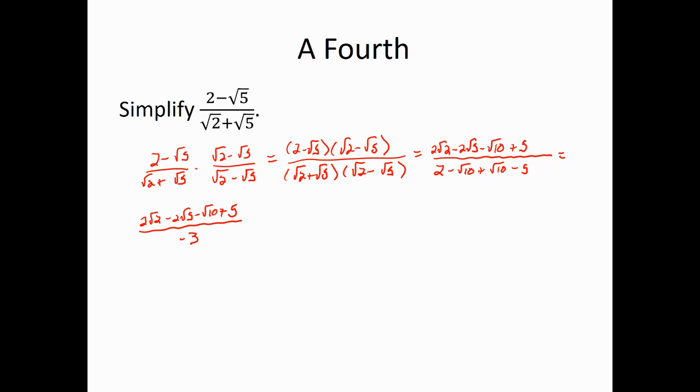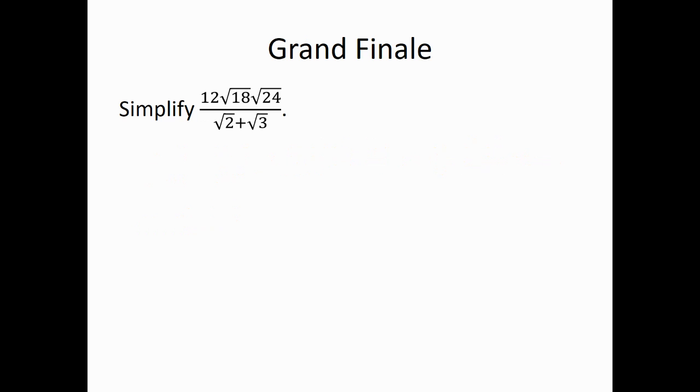And if you look at the top, it might occur to you that you can do something with that, but honestly, you cannot. Root 2 is fully simplified, root 5 is fully simplified, root 10 is fully simplified, and so none of the terms on the top can be combined in any way. Only if the radicals were the same could they possibly be combined. Okay, so that's fully simplified form.